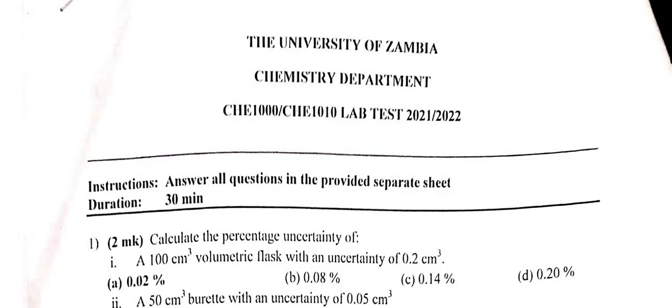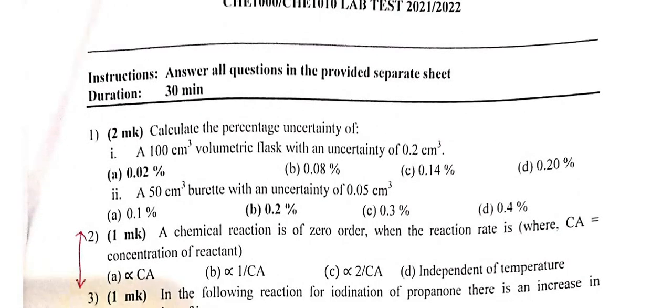So look at this experiment. They're saying answer all questions in the provided separate sheet. The duration here was just 30 minutes, so it depends. Here they were strictly asking questions. So look at the first question. They're saying calculate the percentage uncertainty of a 100 cubic centimeters volumetric flask with uncertainty of 0.2 cubic centimeters.